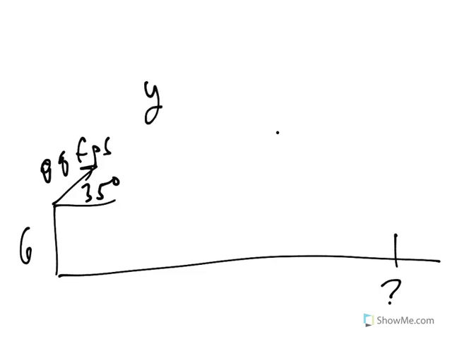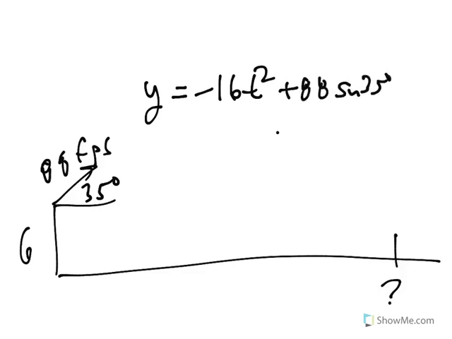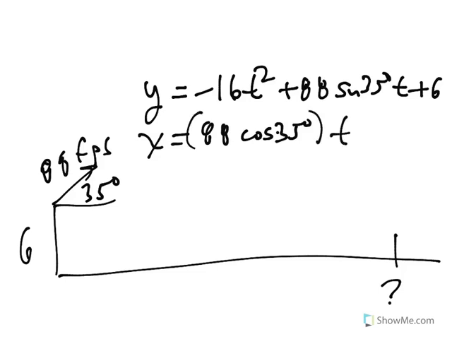Our equations are going to be y equals negative 16t squared plus 88 sine 35 degrees times t plus 6. And our x equation is going to be 88 cosine 35 degrees, and this whole thing is kind of like the coefficient of the t. This projectile is going to go up and down, and where it lands has a lot to do with when it lands.